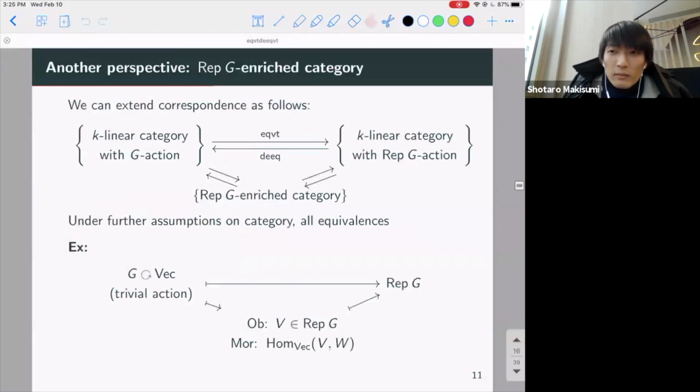So Tony asked a question in the chat. I guess like how do we recover just normal things on X if we're only allowed to consider G-equivariant things? But you are not only considering G-equivariant things on X somehow, right? You are not restricted to a single set X. You consider all possible sets with G actions.